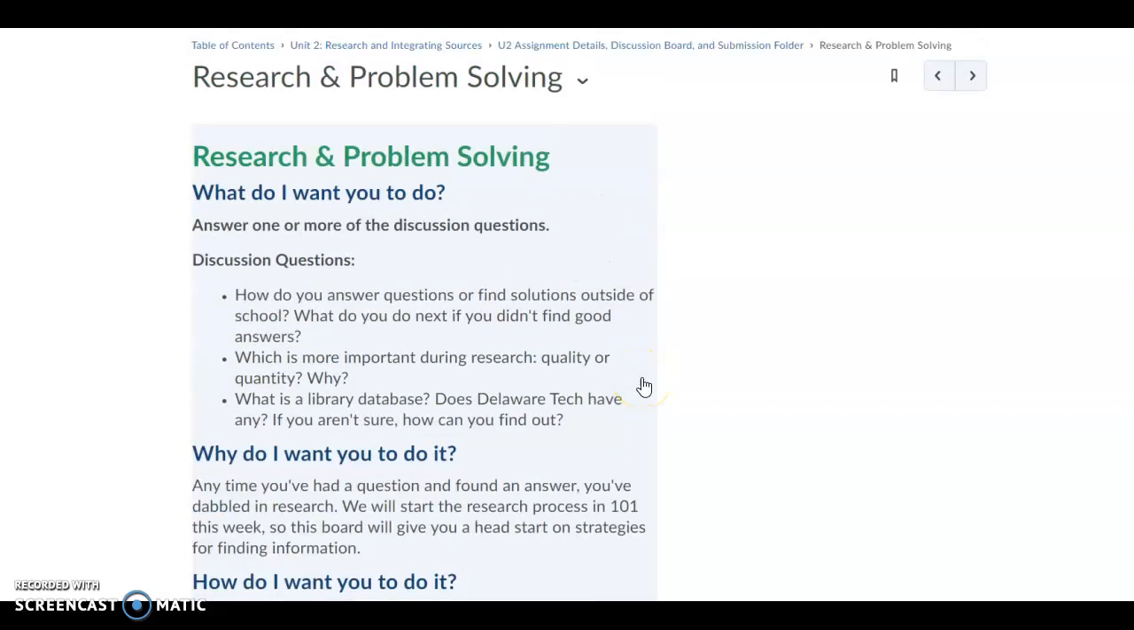So this is just a chance to talk about how we find sources in the first place. So the first question is, how do you answer questions or find solutions outside of school? What do you do next if you didn't find good answers that way? What's more important during research, quality or quantity? Why? What's a library database? Does Delaware Tech have any? If you don't know, how can you figure that out? Use your critical thinking skills. Answer those 3 questions, 1 or 2 sentences for each of the bullet points, and then you're done.